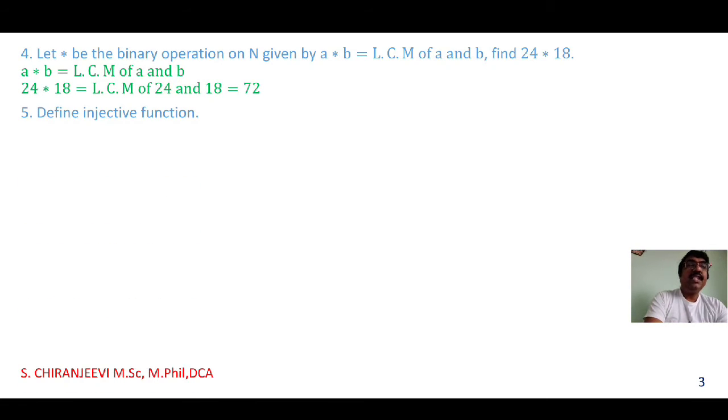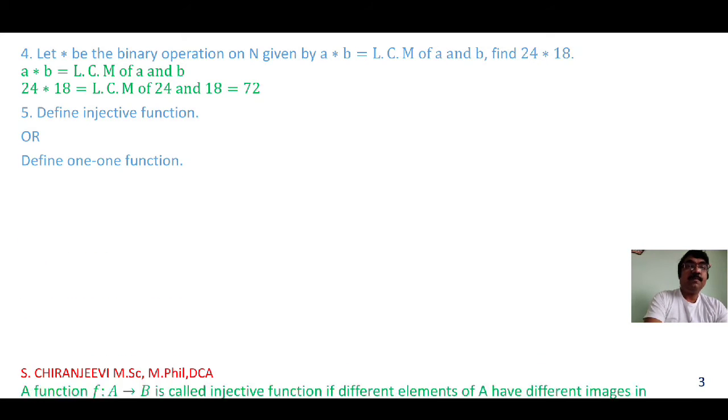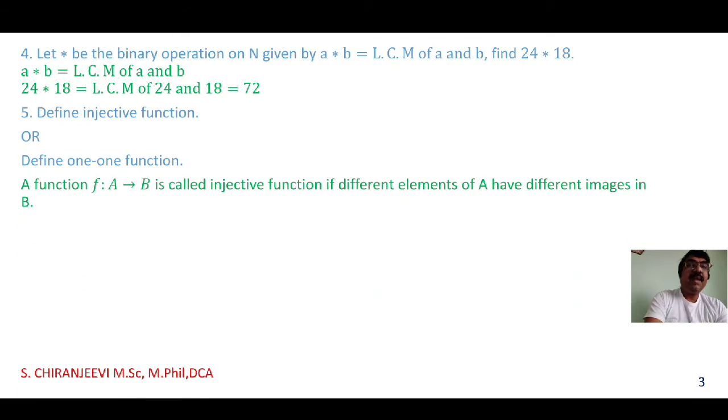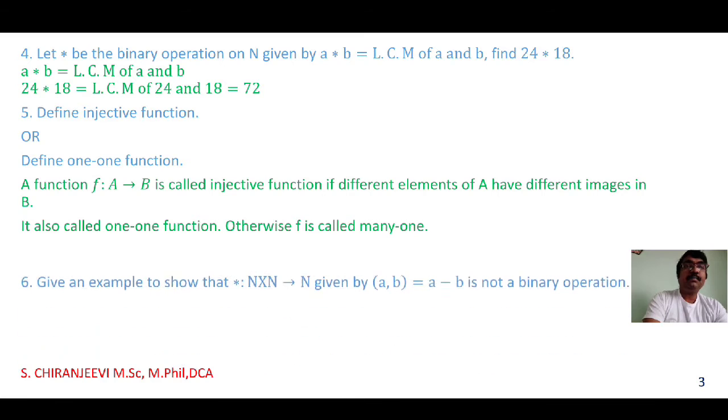Fifth one, define injective function or define one-one function. A function f from capital A to capital B is called an injective function if different elements of capital A have different images in capital B. See here, if we have different elements of capital A having different images in capital B, we call it an injective function, and it is also called a one-one function. Otherwise f is called a many-one function.